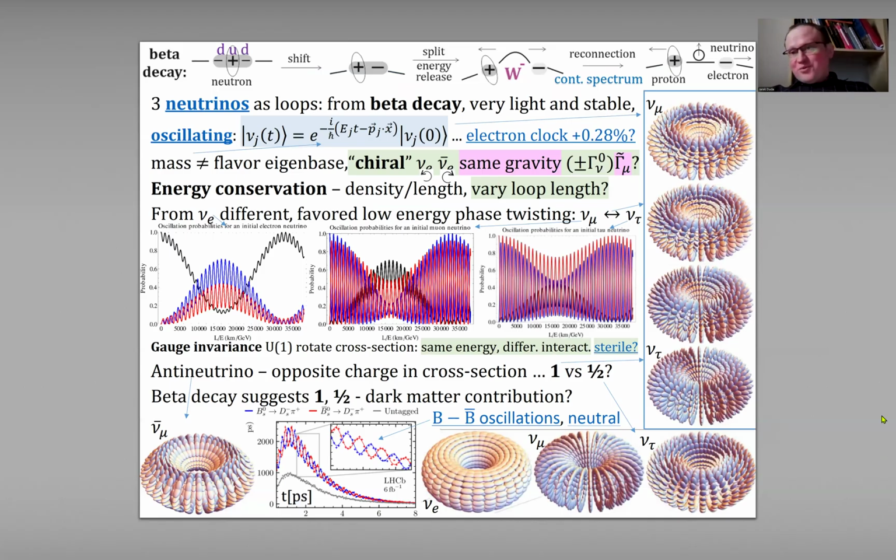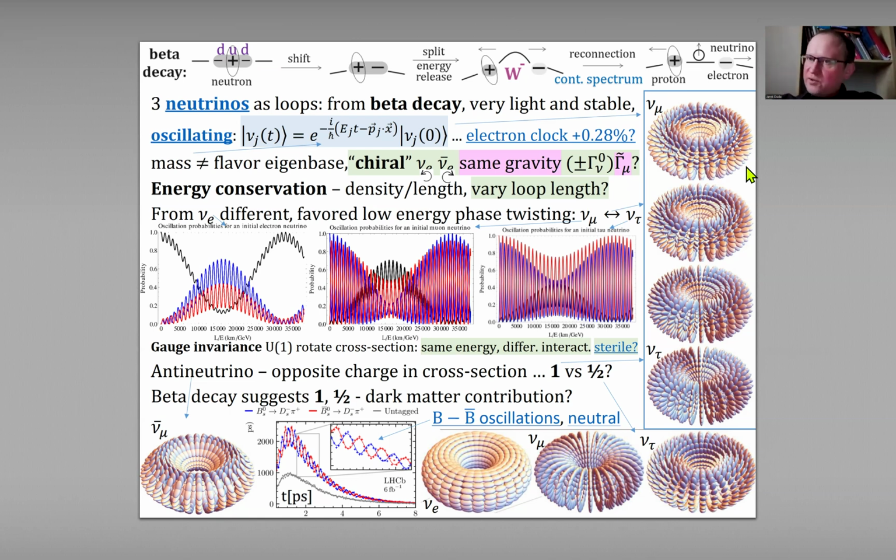Okay, so now let's go to the neutrino. We can think about the beta decay. In beta decay, we would get this neutron as minus, plus, minus, and now it has to shift the charge, and this topological vortex would create this simple loop as the neutrino. Let's think about them. It should literally be created by the beta decay. It should be very light and stable because it's a very light configuration.